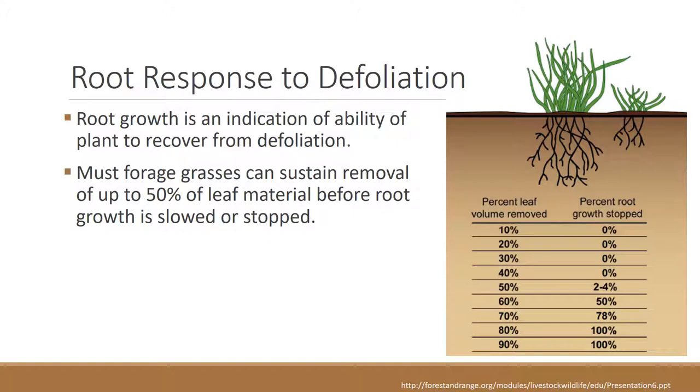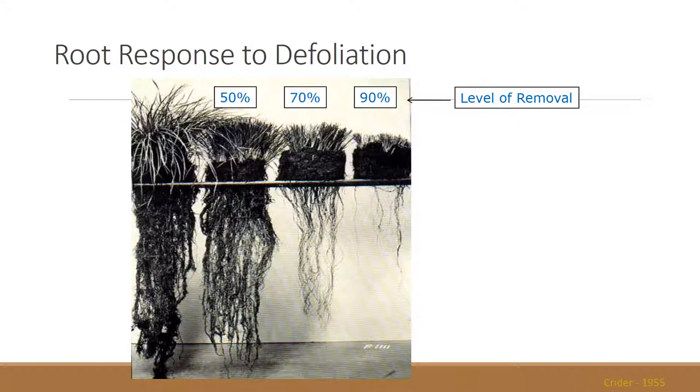That's not a bad place to start, but again, it doesn't account for some intricacies about when the plant is growing and how available nutrients are. This picture depicts a relatively famous study where Kreider was a researcher who took plants and removed 50, 70, or 90% of the forage on a regular basis, and you watch for root response. Pictures are better than words at times, and this certainly shows that up to 50% you have some root loss, but when you get to 70 and 90, then you really see root loss, and that would really be damaging to the plant on a long-term basis.